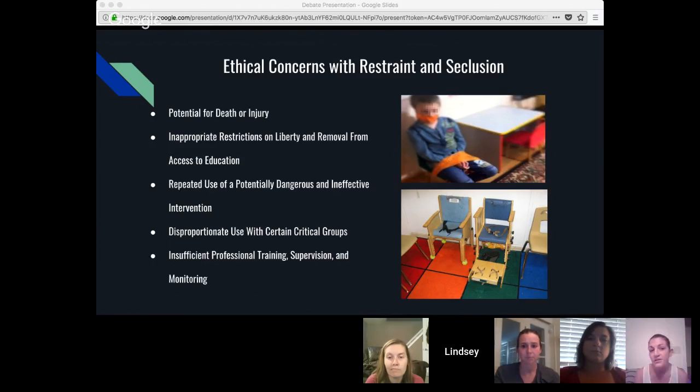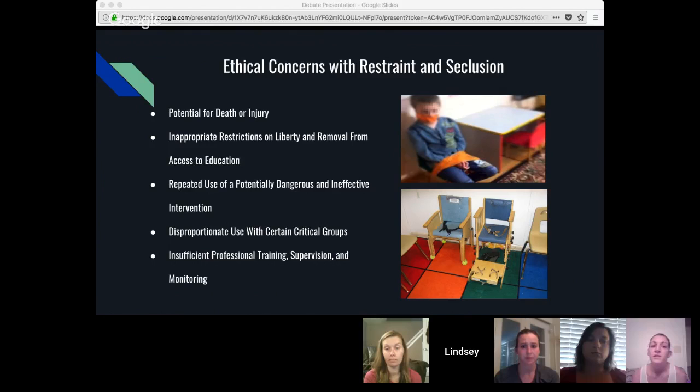Even if no physical injury results from the restraint or seclusion, there may also be psychological injuries to which the nature, extent, and duration is hard, if not impossible, to measure at times. So it makes you think, is it ethical for educators and others who work with children to use any procedure that has demonstrated the potential for death or injury?